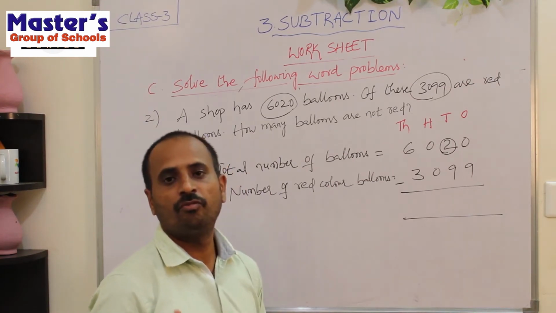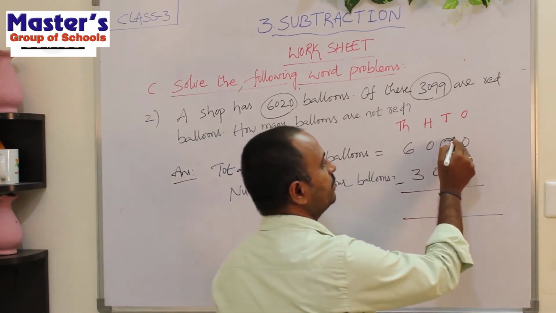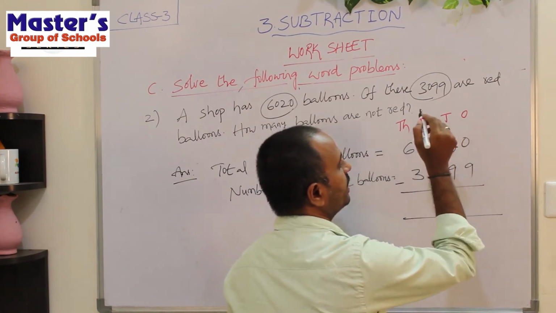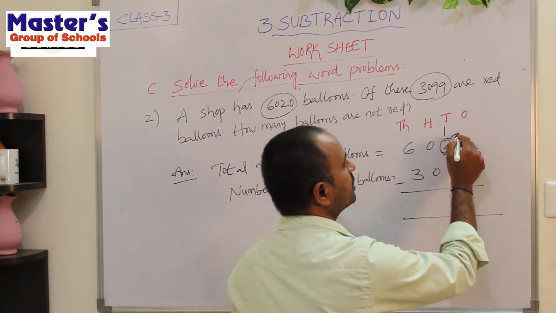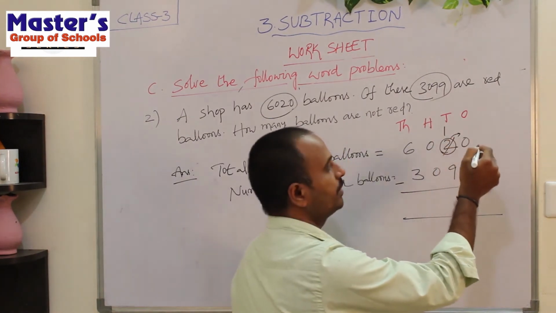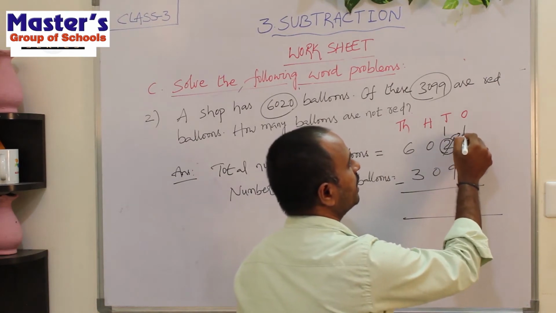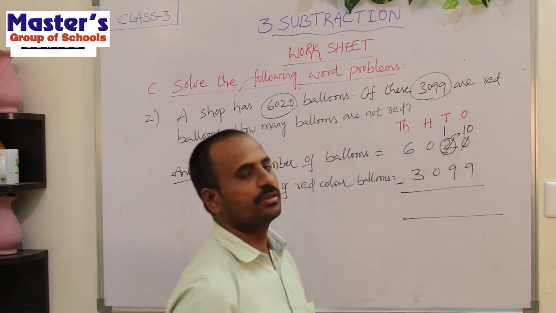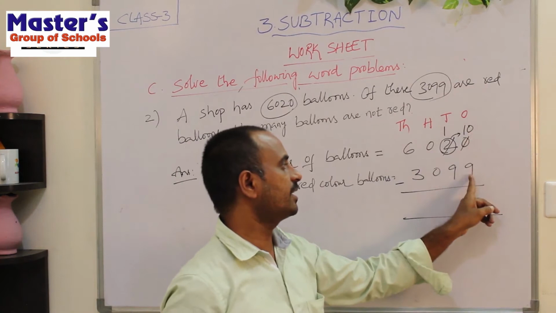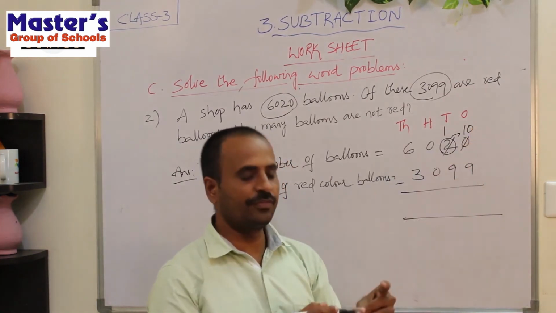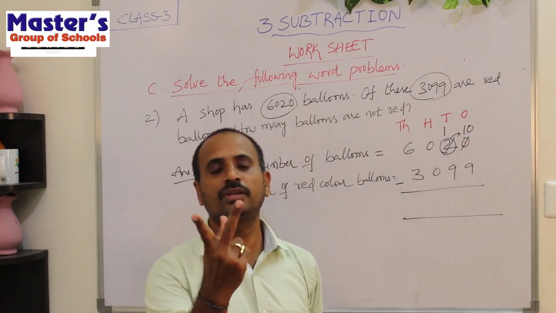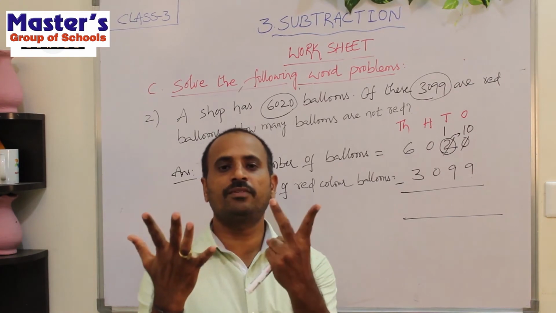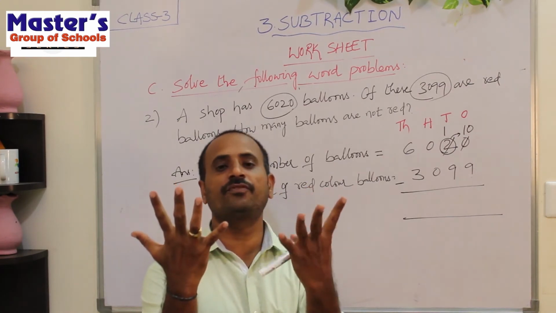Borrow 1 ten from it. Then how many tens will be there? There will be 1 ten remaining. And if you carry 1 ten to the ones place, then how many ones will it become? It will become 10 ones. Now do the subtraction. The first number is 10, the second number is 9. So open 10 fingers of your hand. 1, 2, 3, 4, 5, 6, 7, 8, 9. These are the 10 fingers.